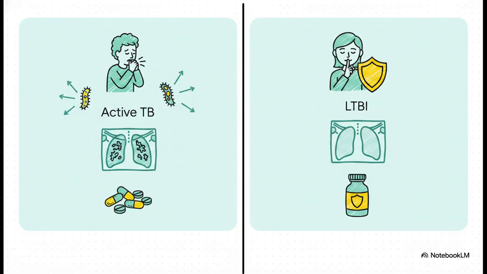This slide just lays it all out so perfectly, right? On one side, active TB. Your patient feels sick, they can infect others, you'll probably see it on a chest x-ray, and you've got to hit it hard with multiple drugs. But on the other side, latent TB, asymptomatic, not infectious, and the goal here isn't treatment of disease, it's prevention.